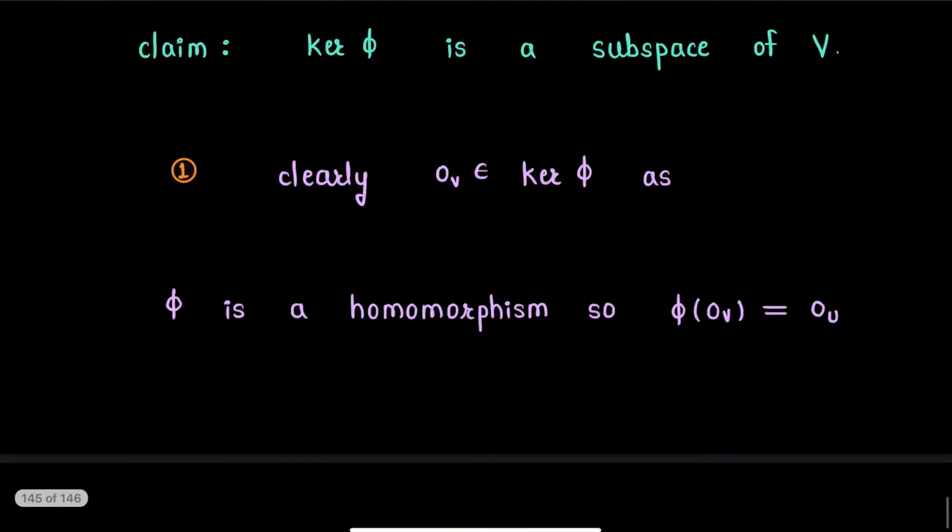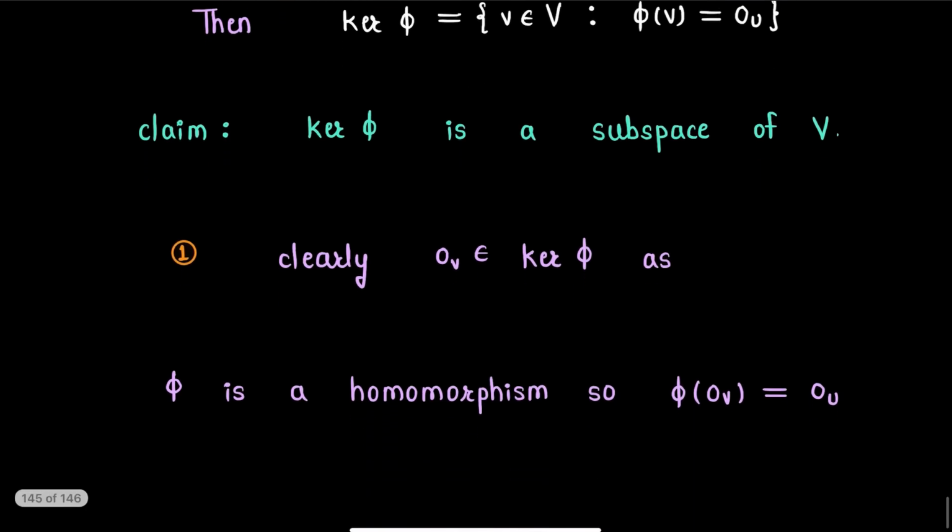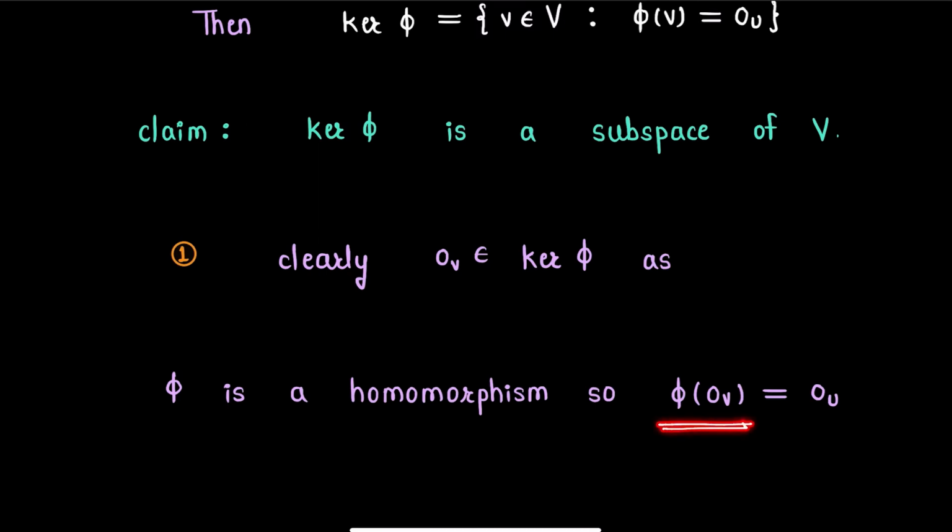Now note that clearly the 0 vector in vector space V is an element of kernel phi. Because phi is a homomorphism, from the property of a homomorphism, we have that the 0 vector in vector space V gets mapped to the 0 vector in vector space U. So we have phi of the 0 vector in V equal to the 0 vector in U, and therefore the 0 vector of V is an element of kernel phi.